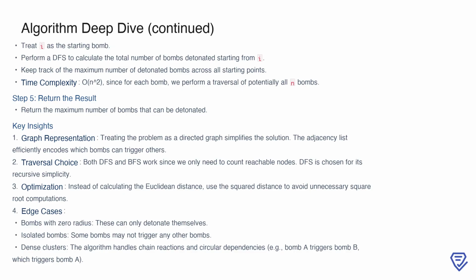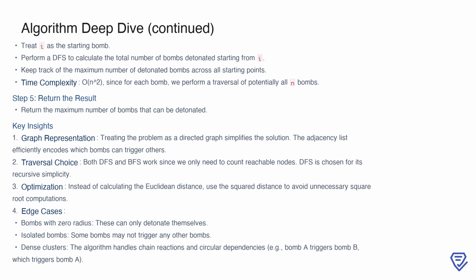The overall time complexity remains O(n squared), because for each bomb, we may traverse all other bombs during the DFS. Once we've iterated through all the bombs, we return the maximum count as our result. This approach highlights several key insights.